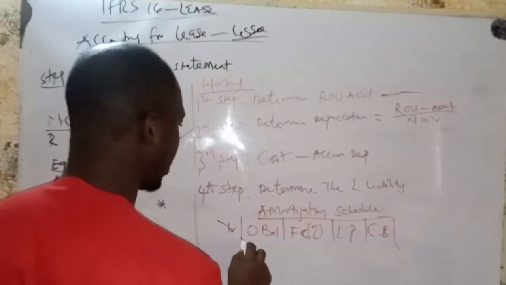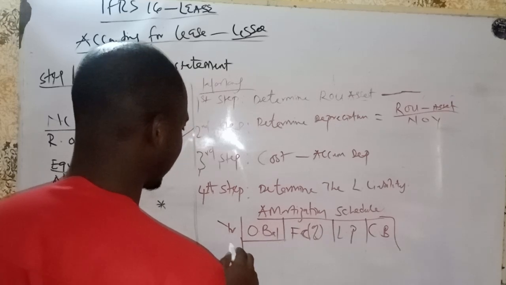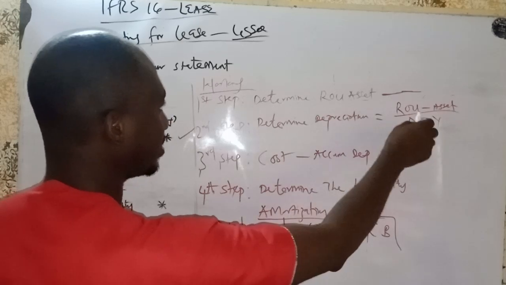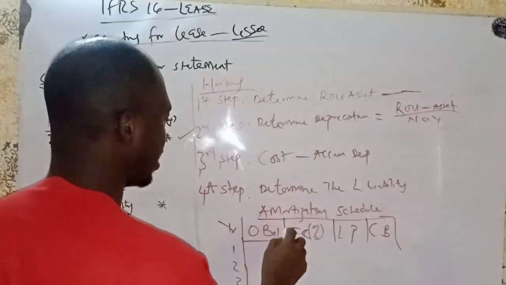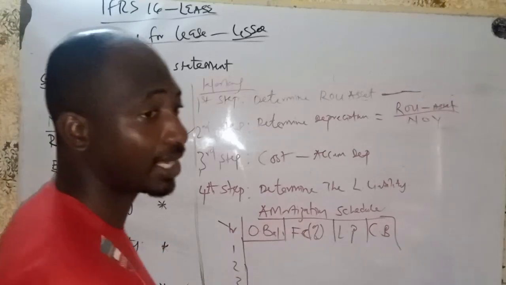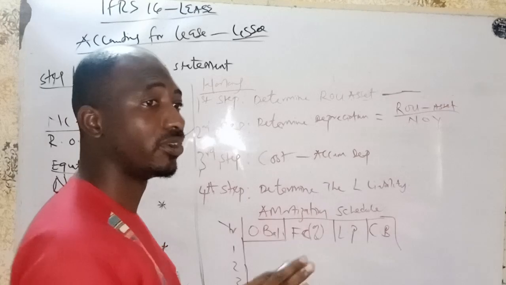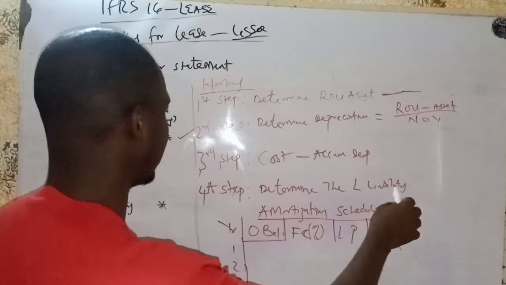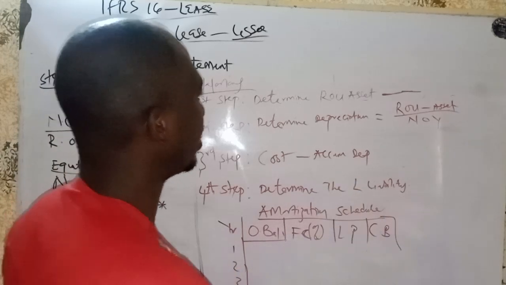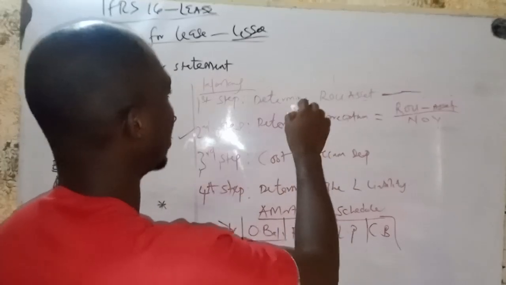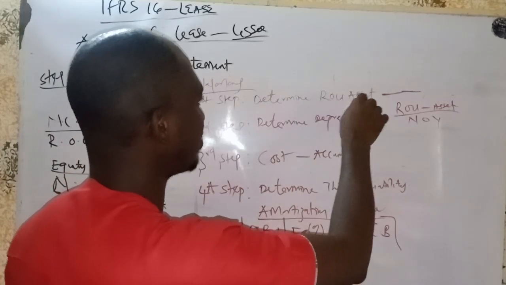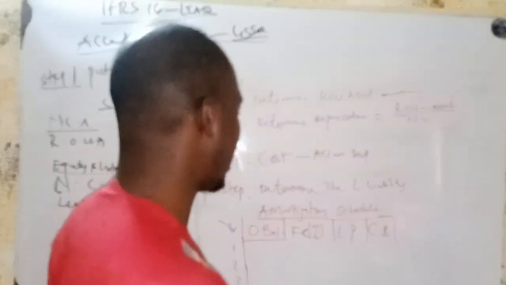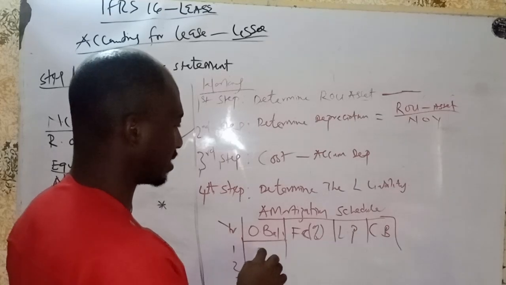Now let me do it this way so that you will understand. Your year is always your year. Opening balance, let's assume this is 1, 2, 3. Your opening balance will be the present value of lease payment, that value that you always get when you determine the right of use asset. That's what you will bring as your opening balance. It will be here.